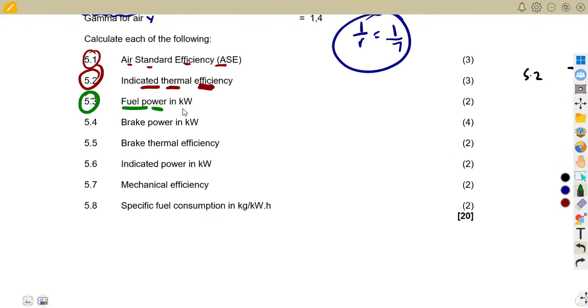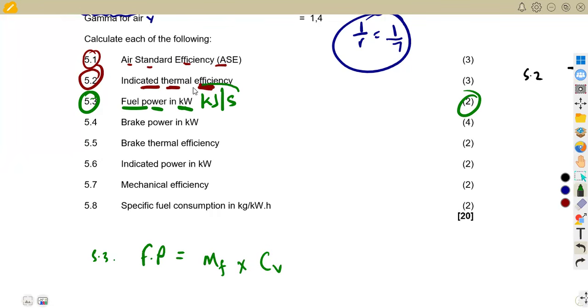That is the fuel power in kilowatt. In kilowatt, that simply means in kilojoules per second. How do you calculate the fuel power? Remember, we had this from our science. Q, when you're dealing with the fuel, it's supposed to be the mass of fuel, maybe you're talking about coal, whatever fuel that you're given, times the heat value, which is what? The calorific value. So the fuel power is simply equivalent to the mass of fuel times the calorific value.